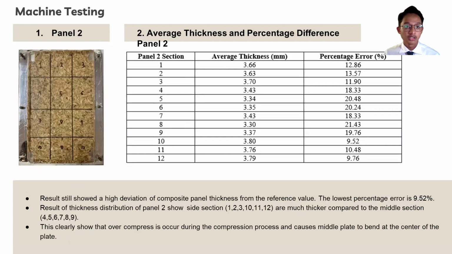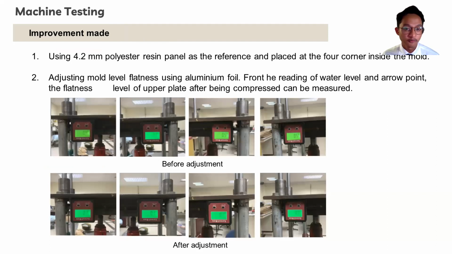And then panel number 2 is fabricated. In this panel 2, the average thickness has a slightly lower deviation compared to panel number 1. As we can see from the result, the middle section of this panel has a lower thickness compared to the side thickness, showing that overcompression occurred during the compression process, causing the middle plate to bend at the center of the plate. And an improvement is made before we continue to the fabrication of panel number 3.